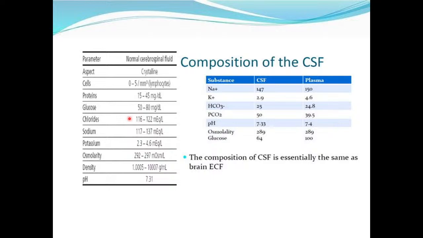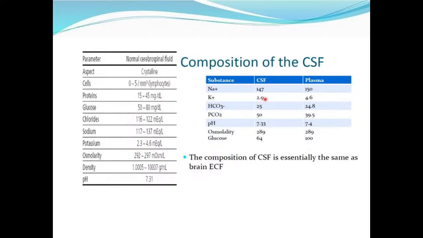Chloride is a little more than the blood, that is 116 to 120. Sodium is almost near the serum level, that is 170 to 137. Potassium is a little higher than the serum, that is 2.3 to 4.6, and osmolarity is nearly the same as the serum, and density is about 1.0005, and pH is more acidic than the blood.